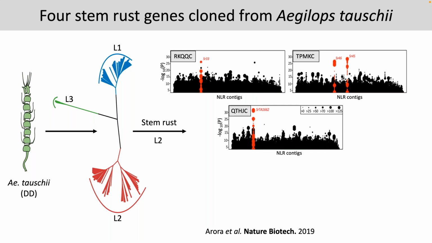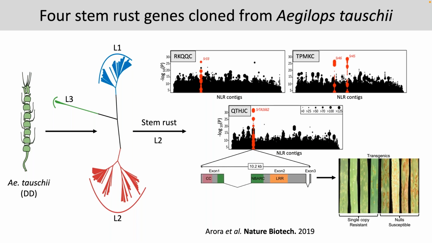The first one, Sr33, was one of the positive controls, a gene that was already known to be found in tauschii and was cloned. Another gene, Sr45, was also known by the time we did the work. But we found 2 exciting candidates: one is Sr46 and another is on the bottom graph, SrTA1662. These peaks underlie a single contig. That's the beauty of RenSeq, that you sometimes get a single peak which underlies a single contig.